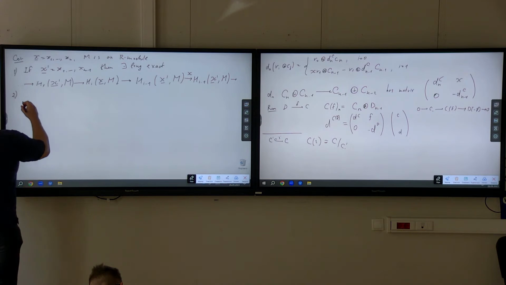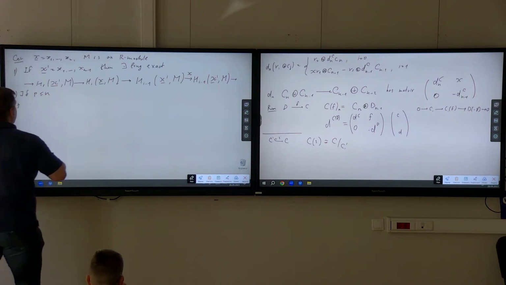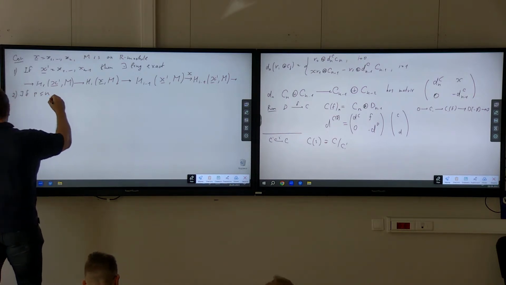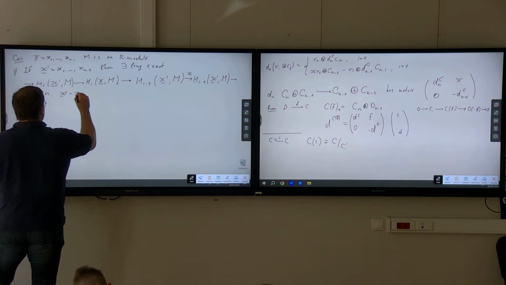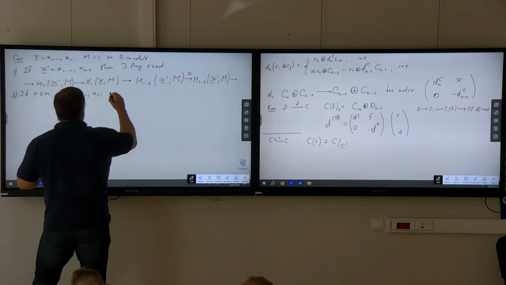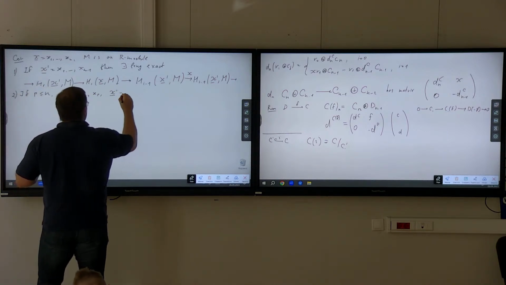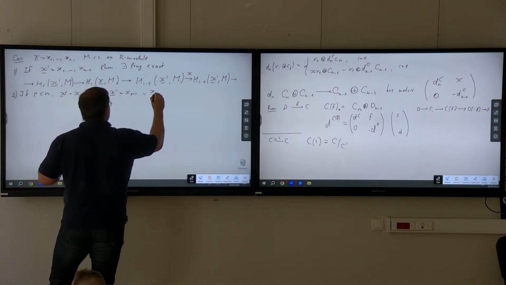For the second part, I choose some p, which is less than or equal to n, and I can split this given sequence into two sequences. I'll have x prime, which is the sequence of elements up to x_p, and then I have x double prime, which starts with x_{p+1} and then continues up to x_n.